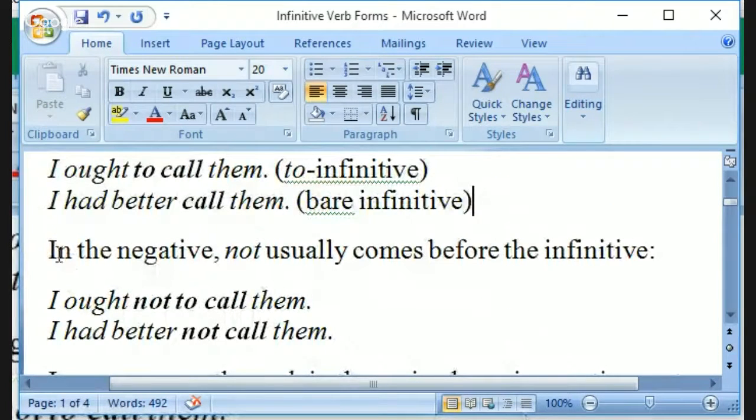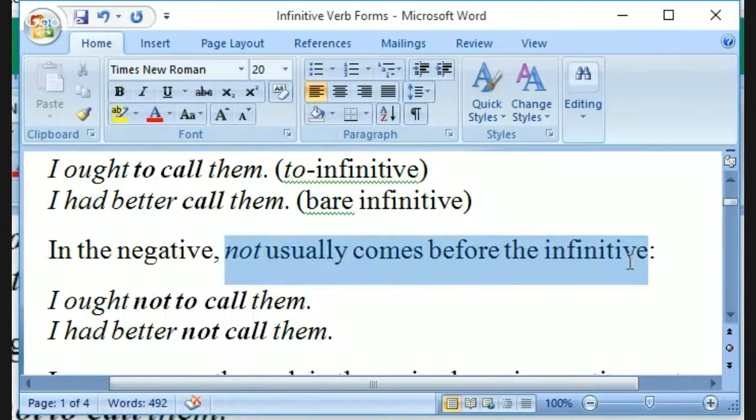And by the way, in the negative, not usually comes before the infinitive. I ought not to call them. I had better not call them. In the case of modals, I might not call him. I could not call him. I should not call him. Even before the bare infinitive, not comes before the infinitive. Now this is specifically, again, we're thinking about modals here.